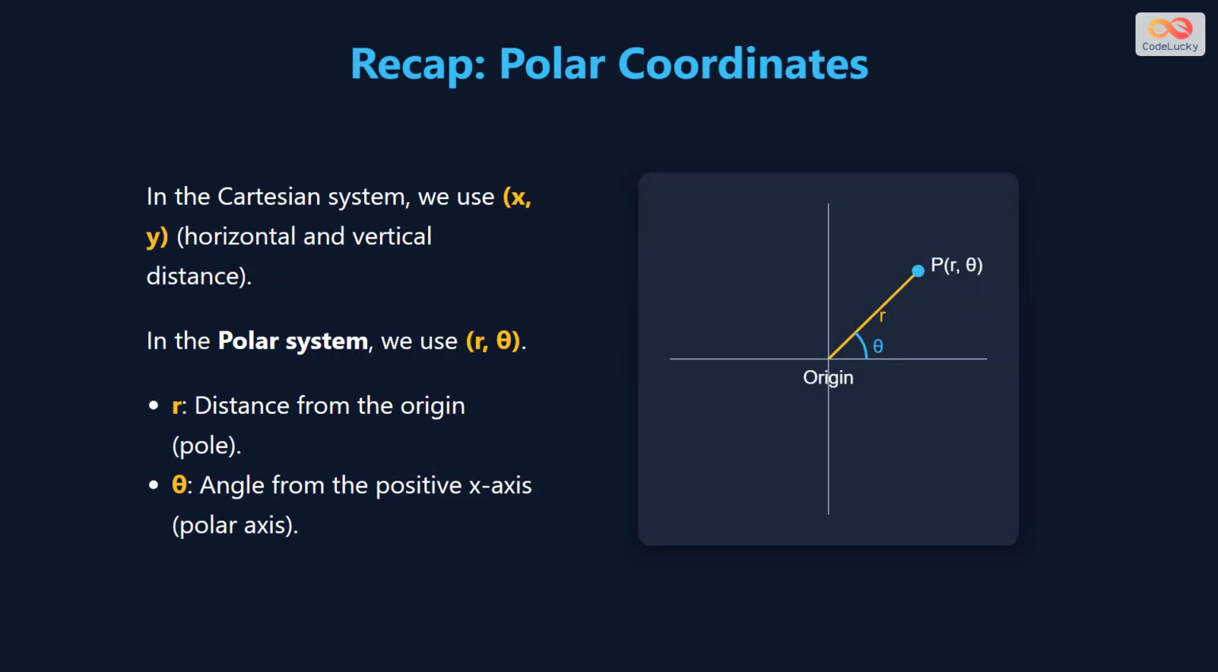Let us quickly recall the polar coordinate system. Unlike the standard x and y grid, polar coordinates define a point using a radius r, which is the distance from the origin, and an angle theta, measured from the positive x-axis. This system is ideal for dealing with curves that wrap around a central point.